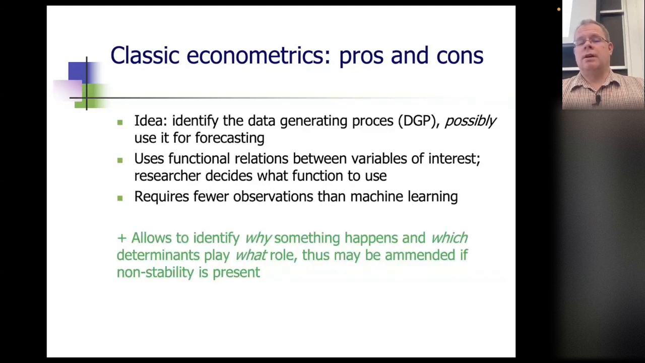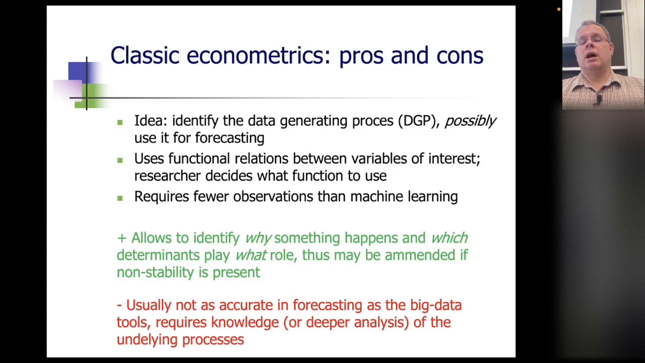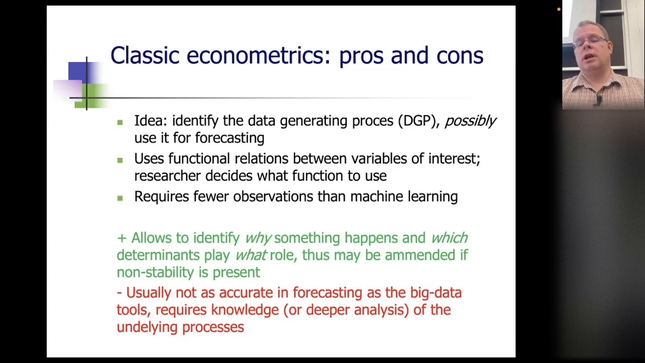So the pros of classical econometrics is that these allow you to identify the causal relations, to identify the determinants of this and that. And also, if something changes in the environment, these models are generally much more robust to the changes in the environment, or at least you can identify the influence of the changing environment. On the other hand, these are not going to be usually as accurate in forecasting, and also require you some knowledge or at least capability to guess correctly what is the underlying process, what the data generating process is about.